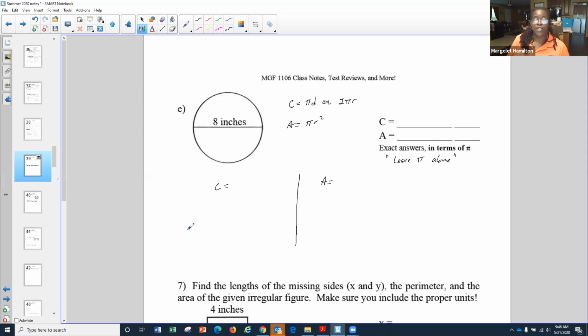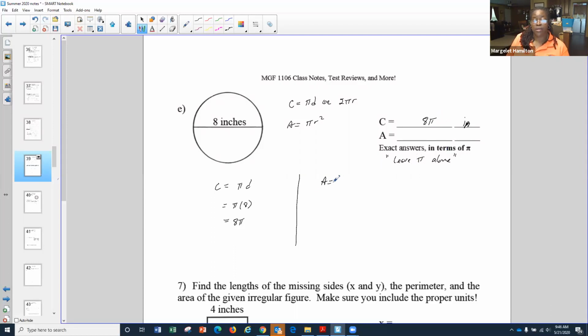All right, so for our circumference, they give us a diameter of 8. Let's just use our pi d, and we'll be done. We'll plug it in, pi, and our diameter is 8. So our circumference is 8 pi. Okay, 8 pi. And then inches. All right? And that's in terms of pi. You see, we still left it in there.